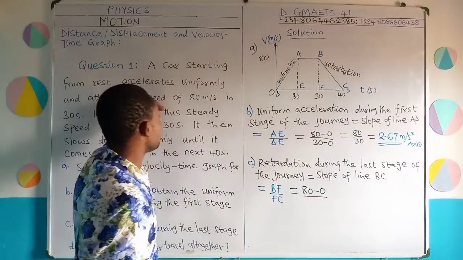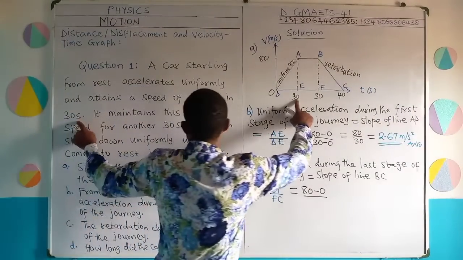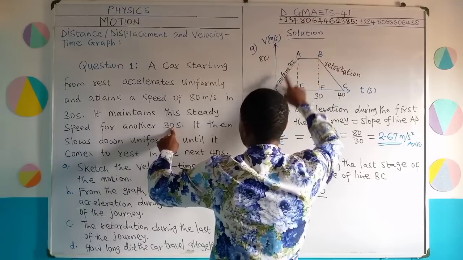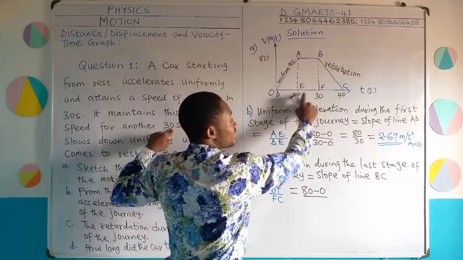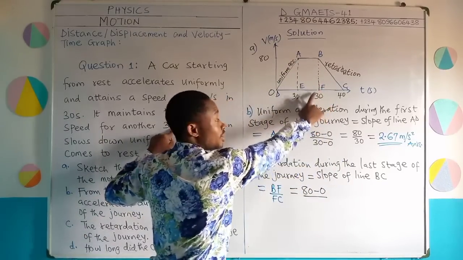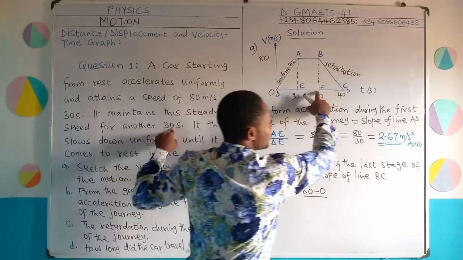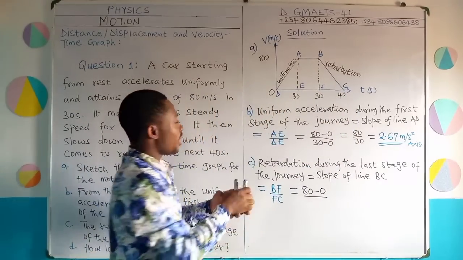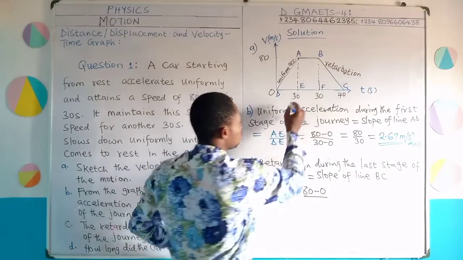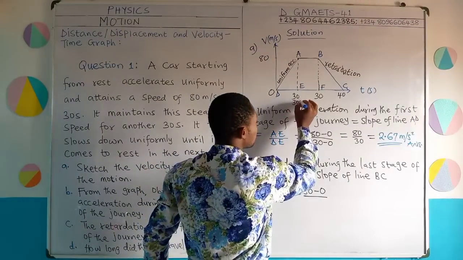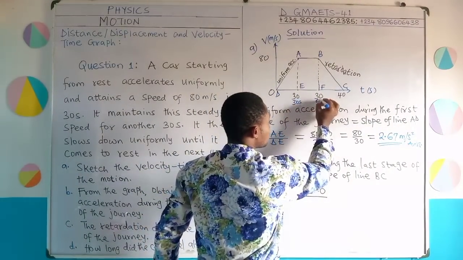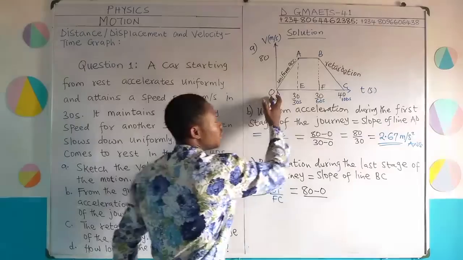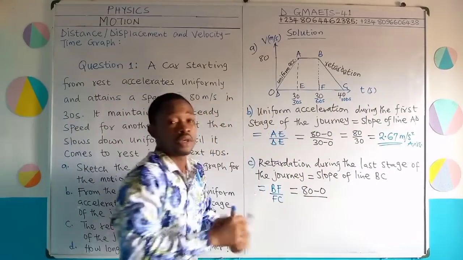Remember, in the first stage of the journey, it took 30 seconds. In the next stage, where it maintained this constant velocity or speed, it took another 30. That another 30 will give you this to be 60. I hope you know that, right? 60. And then the last stage of the journey, it took 40 seconds. So here will be 100. In fact, let me use blue marker to show that below here. This is 30 seconds. From here to here is 60 seconds. From here to here is 100 seconds. So from the beginning down to the end is 100 seconds.